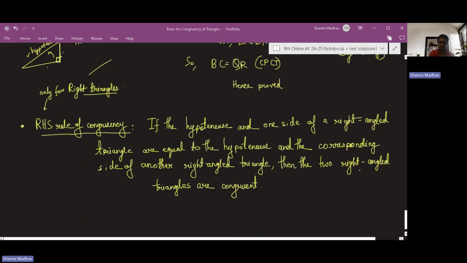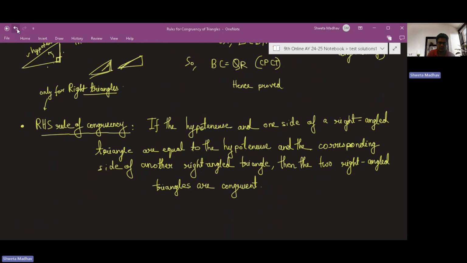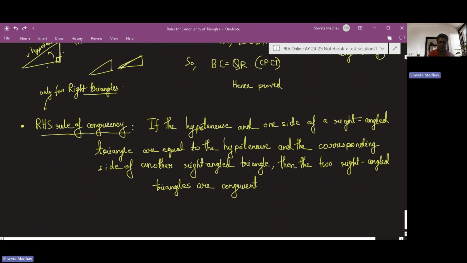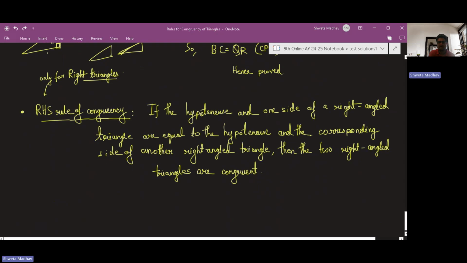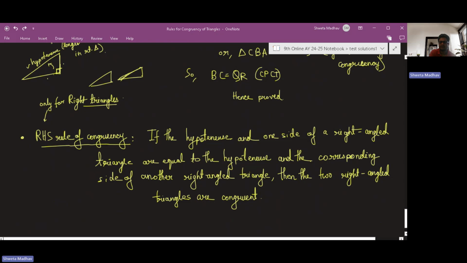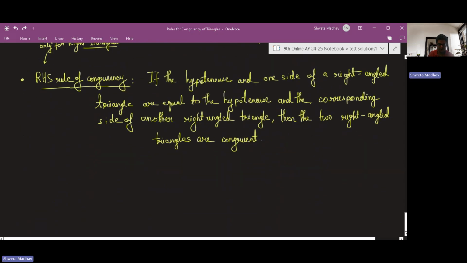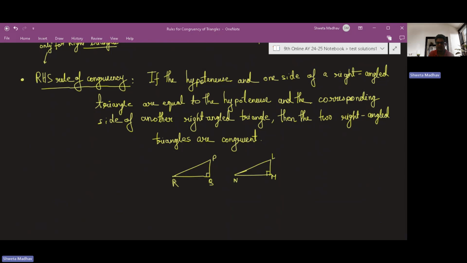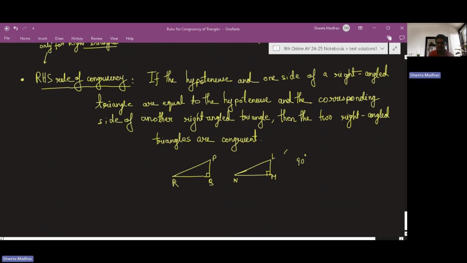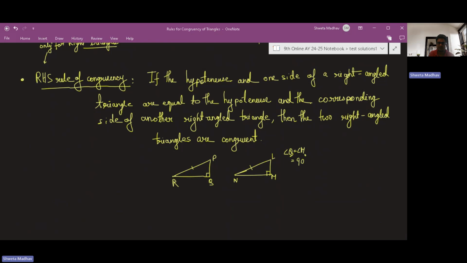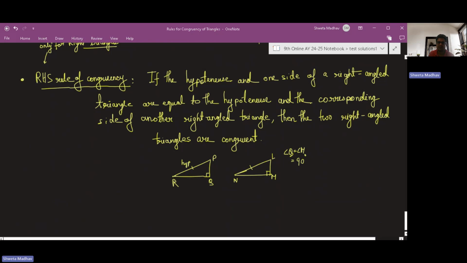And as we have said, if two triangles are congruent, it means they can exactly overlap on each other, since they will have the same shape and the same size. They will exactly coincide one on each other. So suppose we take two right angle triangles PQR and LMN. Here, as you can see, angle Q is equal to angle M since they are right angles. Both are 90 degrees. And PQ here is the hypotenuse of triangle PQR, and similarly LN is the hypotenuse of the triangle LMN.